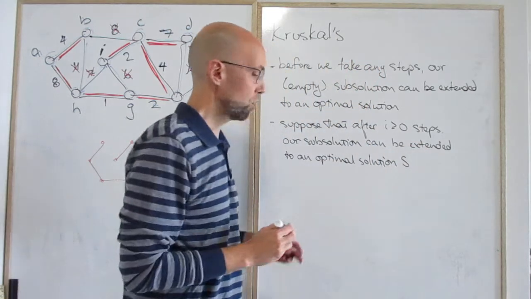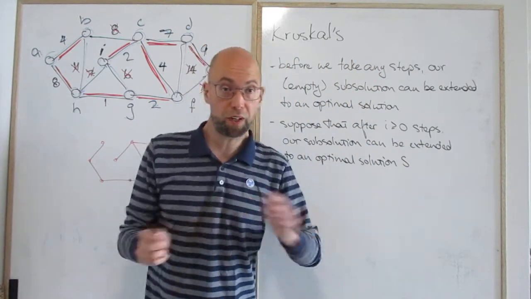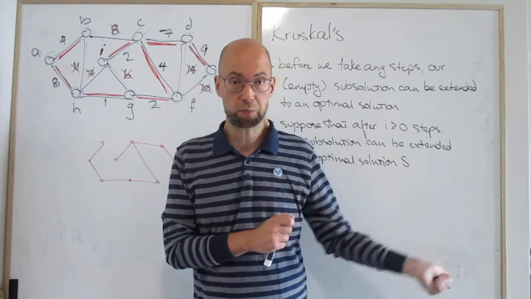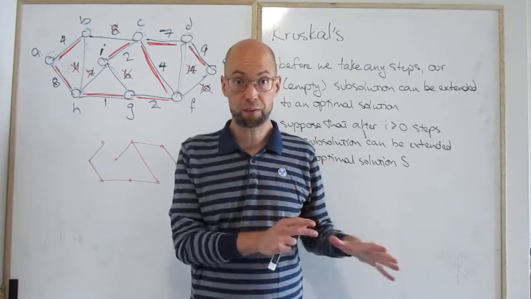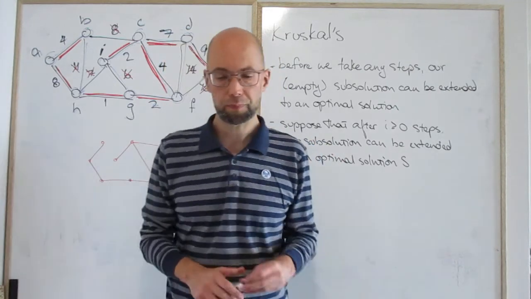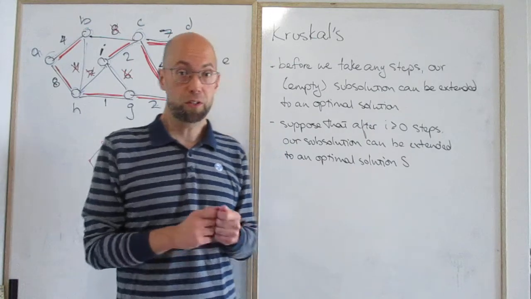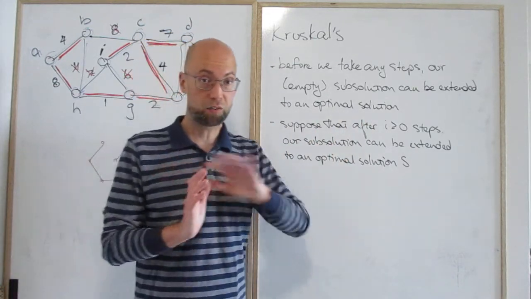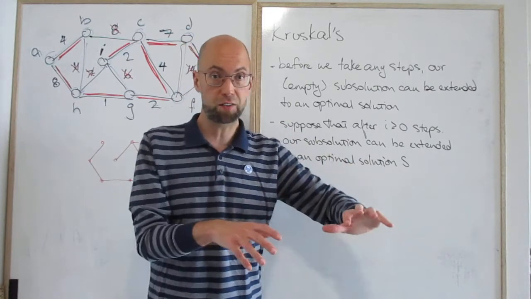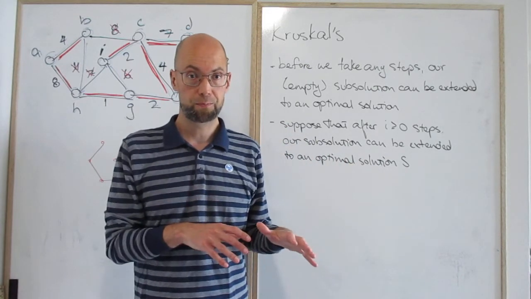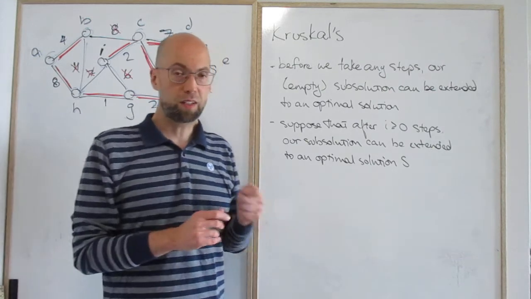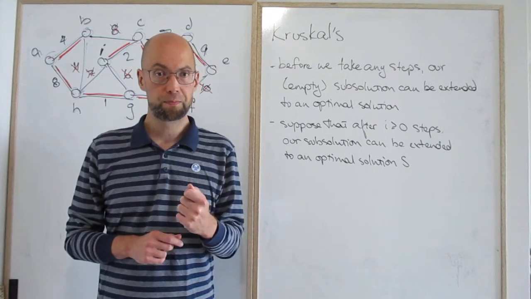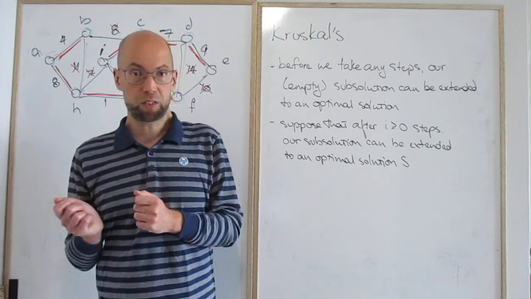S. So at some point we've processed i edges, we've made decisions about these i edges, we've kept some, we've thrown some away, and we have a forest. And we're assuming that after i steps, our forest can have more edges added to it to get a minimum spanning tree. Now we're going to process the next edge in order by weight, and we're going to either keep it or throw it away.